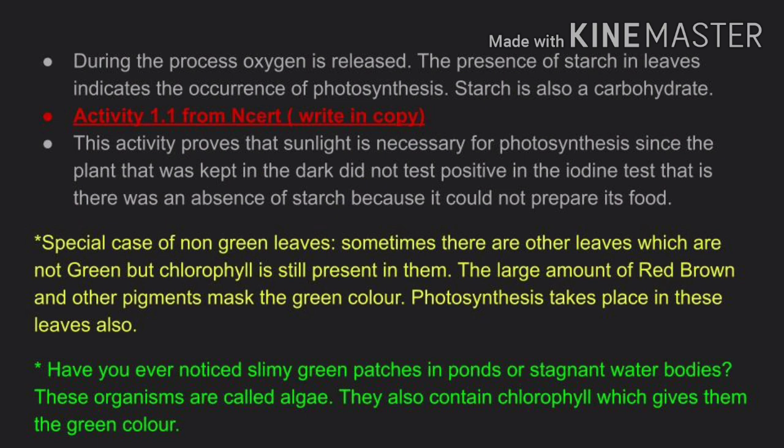Now here, two interesting things that you can note. The first thing is, some leaves are non-green. That is, chlorophyll is still present in them, but their color is not green. This is because there are other color pigments like red or brown which mask the green color of the chlorophyll. They hide it, but the chlorophyll is still present in the leaf. You need to understand this. That is why in those leaves also photosynthesis takes place.